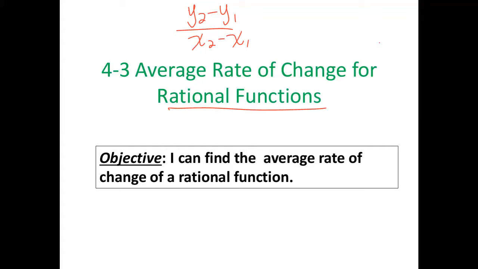So I'm only going to do a few examples in class today, so that way you can have the rest of the period to be working on your assignment, okay? But again, since it's basically just review for rate of change, we've already done this before, the y2 minus y1 over x2 minus x1. We're just going to be looking at rational functions today, okay? So our objective says I can find the average rate of change of a rational function.